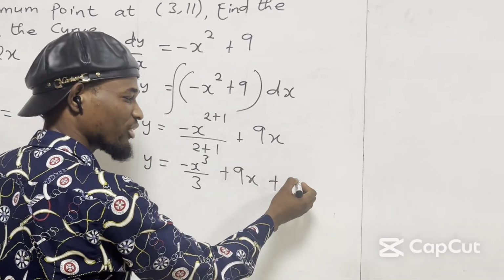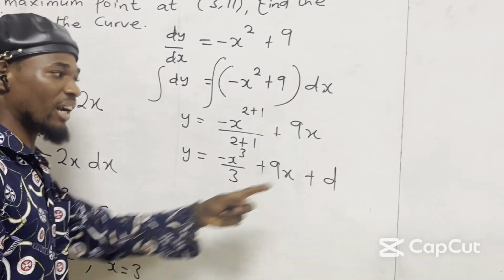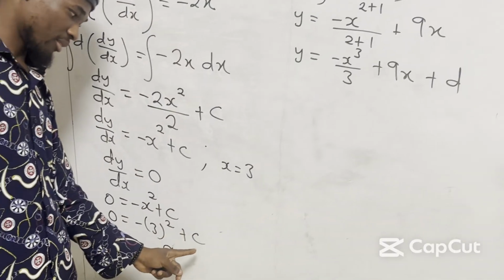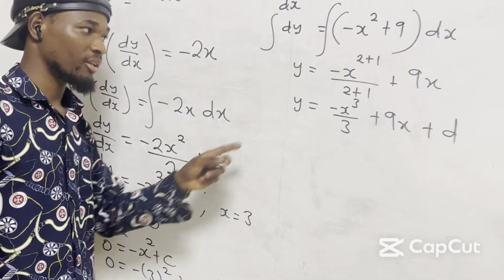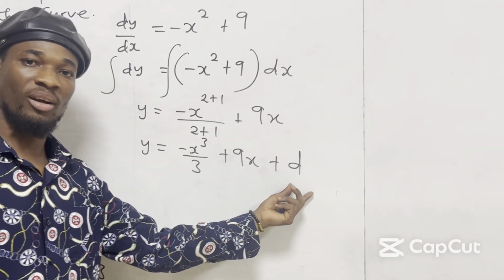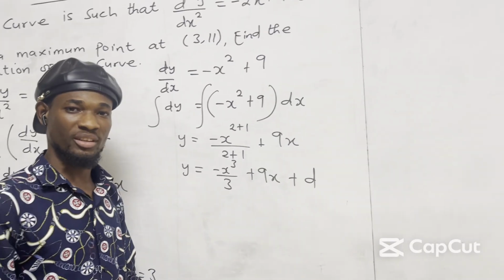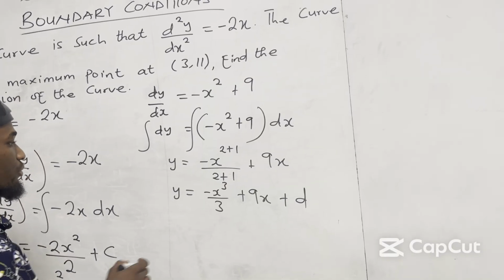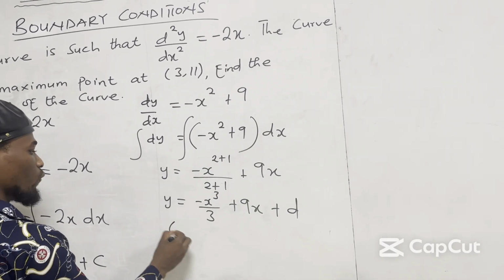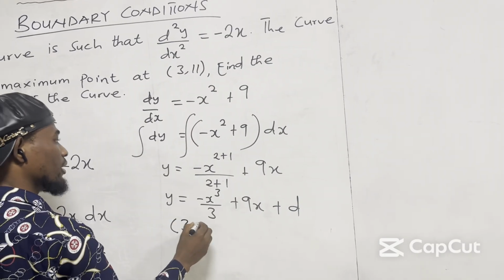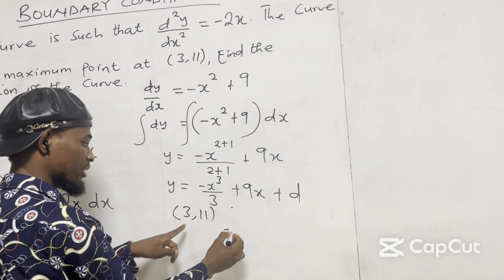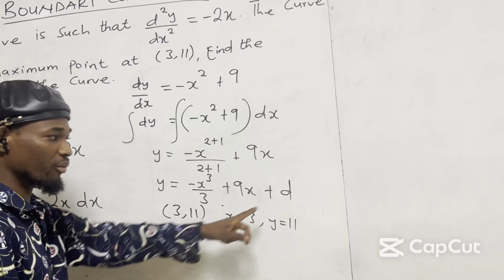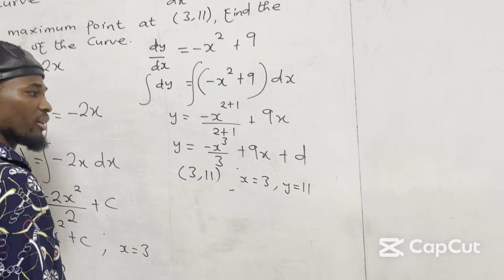So let's call the constant of integration d. You can still write c, okay? But I chose d because we have our earlier constant of integration to be c. So let another variable denote a constant of integration, so that you will not get confused in the course of us solving the problem. So now, given this, we are given the coordinate to be (3, 11). What does it mean? It means your x here is 3, then your y here is 11, in order to find the constant of integration.